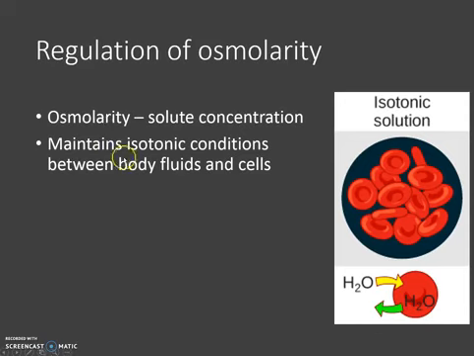Ideally, your body fluid should be isotonic, meaning that the fluid outside the cells and the fluid inside the cells should have the same concentration. So iso means same. So if you have the same concentration of solutes inside the cells and outside the cells, it means that you don't have a net movement of water. So it means that the cells are healthy and doing what they should be doing.